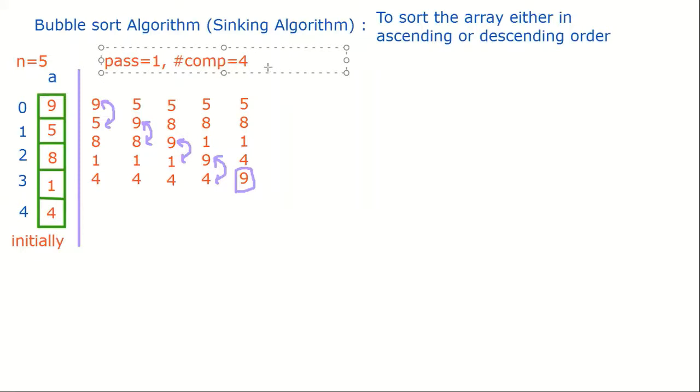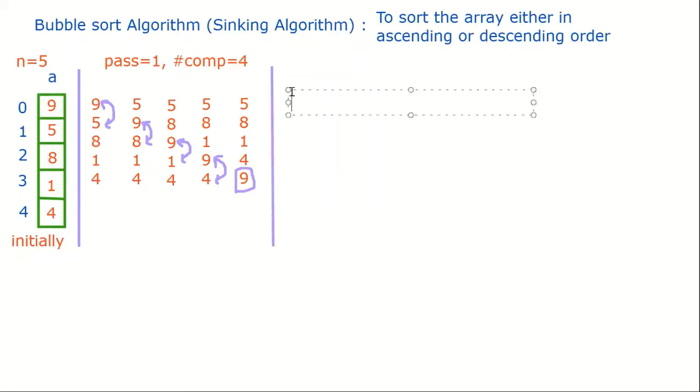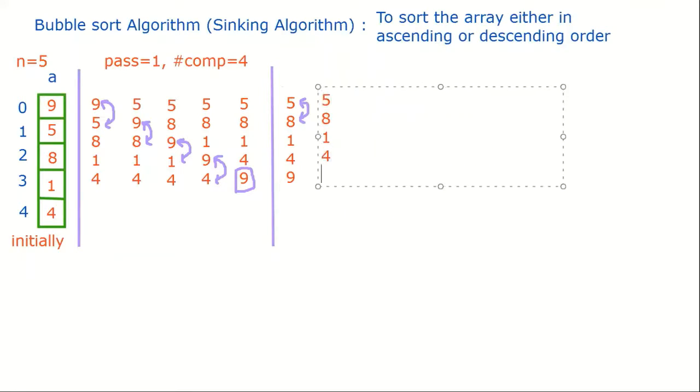Let's check out what happens in pass 2. The initial elements considered were 5, 8, 1, 4 and 9. Let us check out how the comparison happens. 5 compared with 8 need not be swapped as it's already in ascending order between 5 and 8. 5 is the smallest, 8 is the largest. So 8, 1 and 9 enter the second iteration.